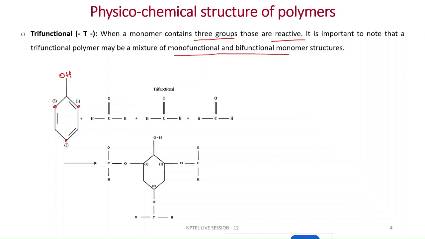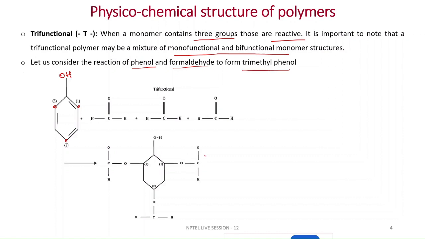So it is nothing but the reaction of phenol and three molecules of formaldehyde, forming trimethyl phenol. So this molecule is trimethyl phenol. So here, in the formaldehyde, the three reactive groups are in the form of OH. So when it reacts with this H, it will form H2O and these will be attached here.